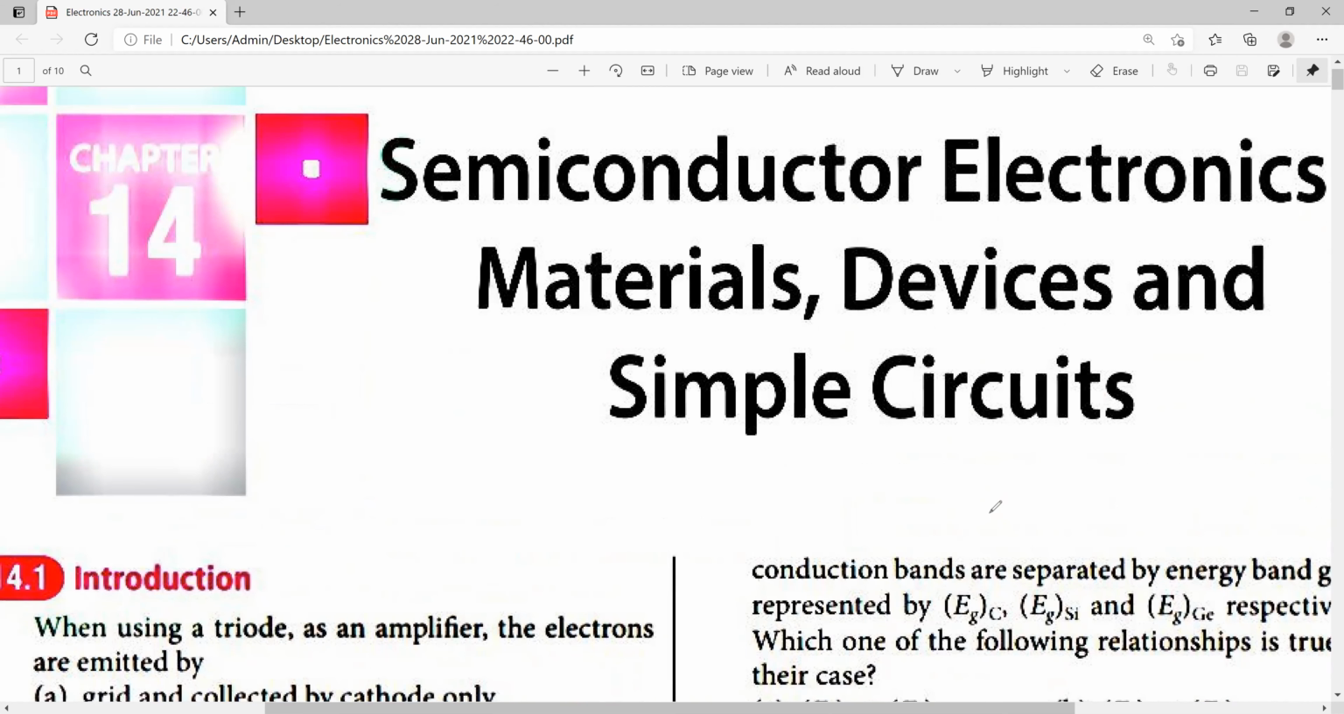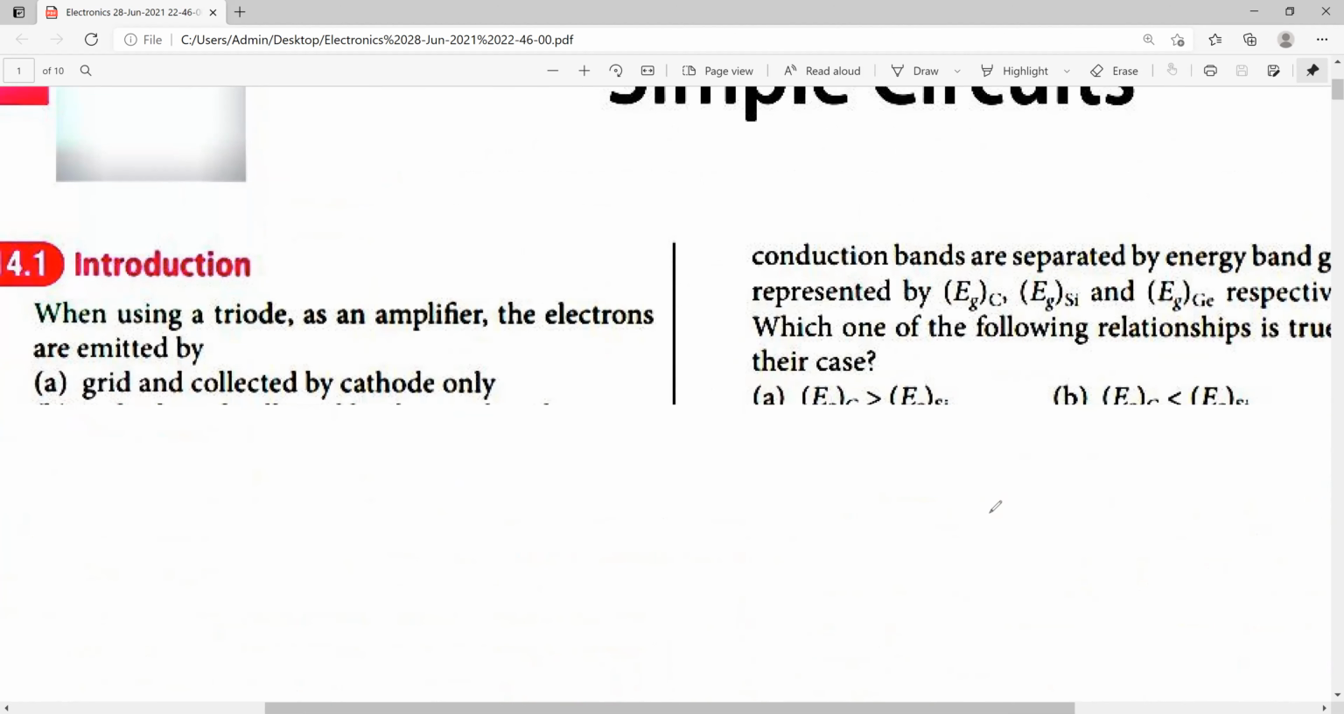So good morning to all. Today we shall solve the questions based on semiconductor electronic materials and some simple circuits. So here the first question.